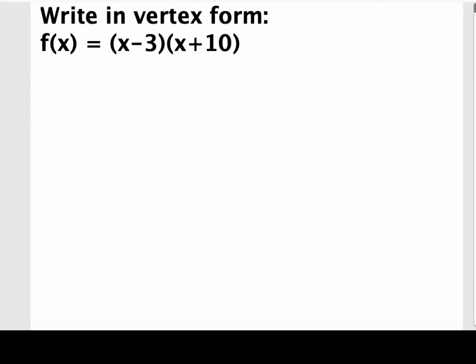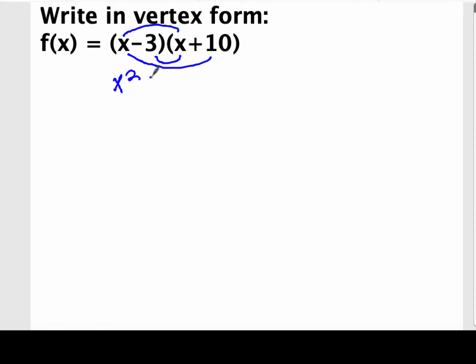So if we start in intercept form, to get to vertex form, basically we have to go through our basic or our expanded form. So first thing we're going to do is go ahead and FOIL this out or distribute. I'm going to take x times x is x squared. On the outside, I'm going to have x times 10, and on the inside, -3 times x. So I've got a 10x and a 3x.